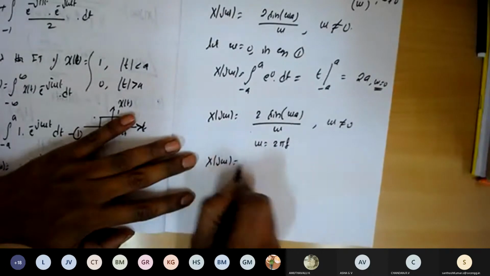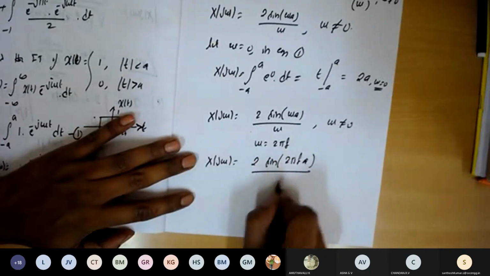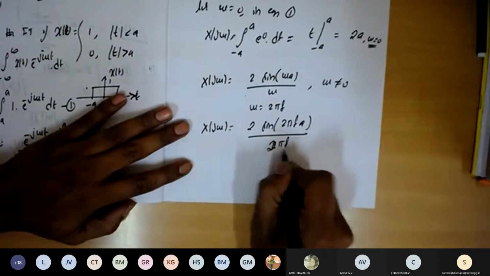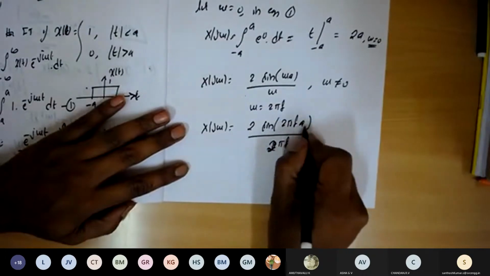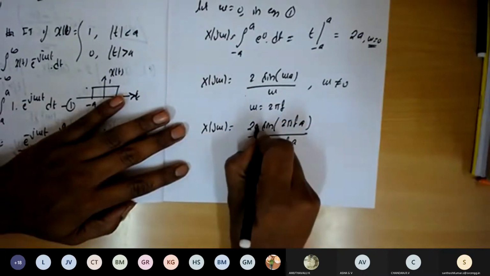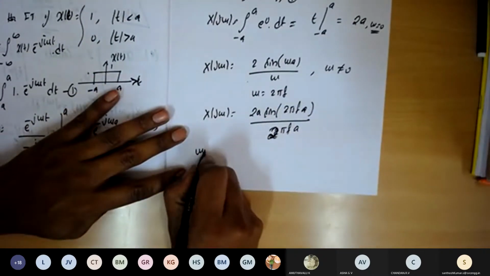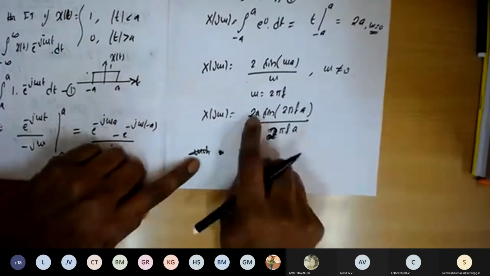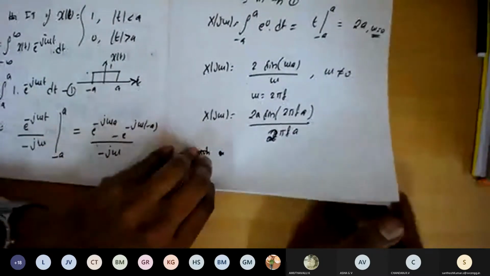So X of j omega is equal to 2 sine 2 pi f a divided by 2 pi f. Actually we have one function called a sinc function. Since a is not there, I'm going to multiply and divide with a. The function will not alter. So we are going to introduce the sinc function.